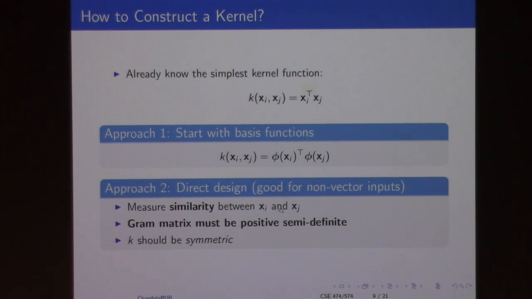Now, somebody could argue that, hey, I can come up with any K function, but you need to guarantee that your Gram matrix is positive semi-definite. Positive semi-definite in matrix terms is analogous to a non-negative number. And K should also be symmetric.